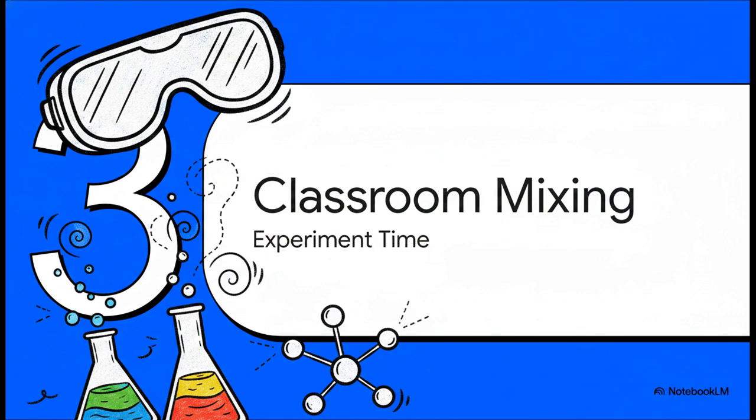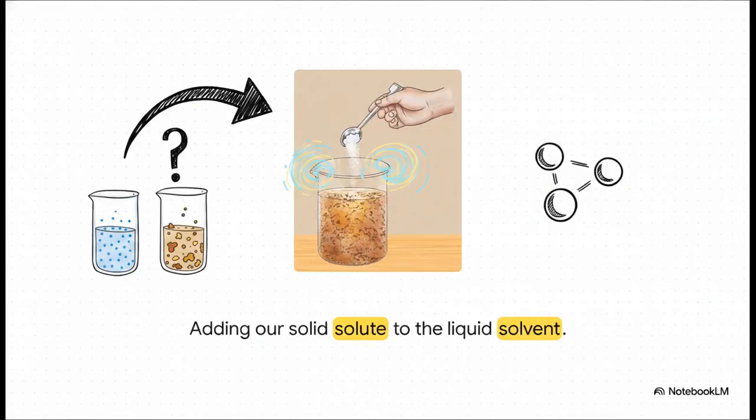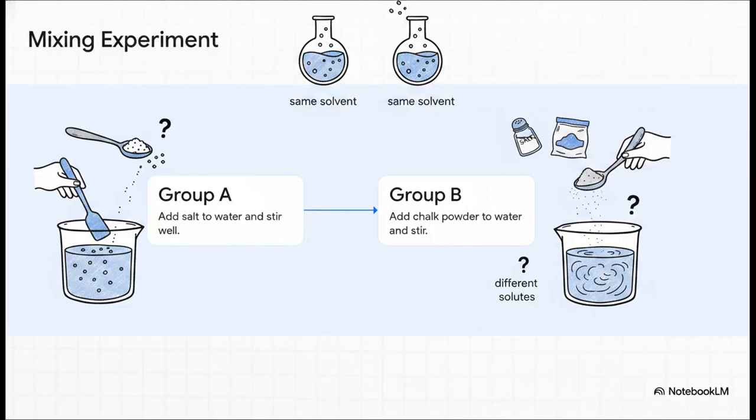Next up, section 3, the classroom mixing experiment. All right, vocabulary and math. Check. Now it's lab time. Go ahead and strap on those imaginary safety goggles. We're going to dive into the physical process of prepping a mixture. Imagine taking a spatula full of our solid solute and getting ready to mix it straight into our liquid solvent, which for us today is just water. It's a super simple action, but you'll see that the results can be wildly different depending on what's actually sitting on that spatula.